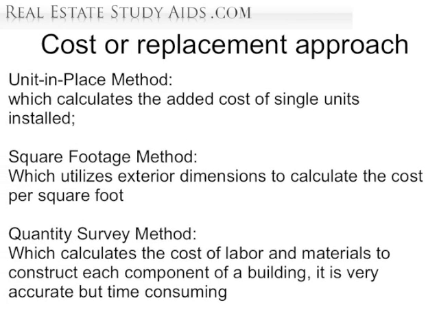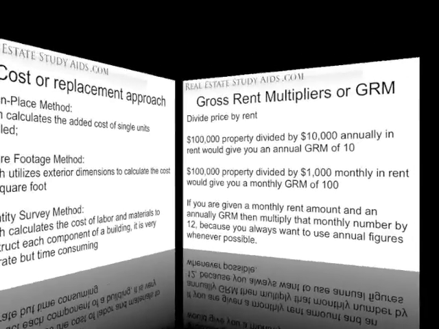The methods for estimating the cost of construction are the unit in place method, which calculates the added cost of single units installed; the square footage method, which utilizes exterior dimensions to calculate the cost per square foot; and the quantity survey method, which calculates the cost of labor and materials to construct each component of a building. This is very accurate but time-consuming.